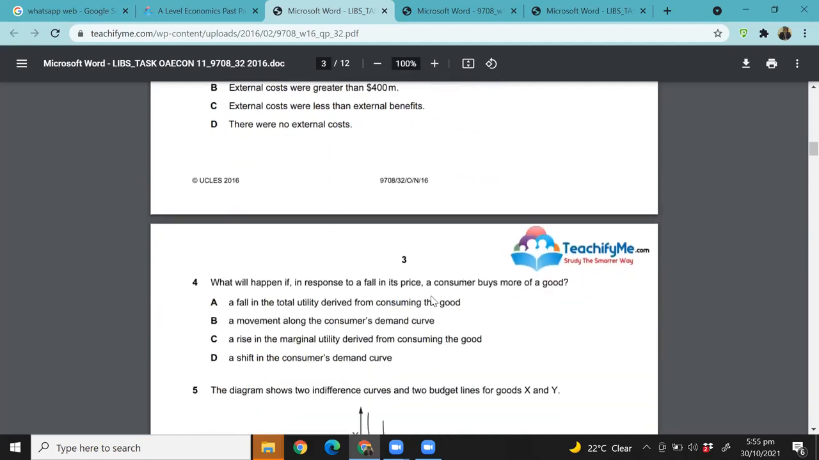Perfect. The next question says, what will happen if, in response to a fall in its price, a consumer buys more of a good? So when the price is falling, the consumer is buying more of a good. A fall in the total utility derived from consuming the good, a movement along the consumer's demand curve, a rise in the marginal utility derived from consuming the good, a shift in the consumer's demand curve.